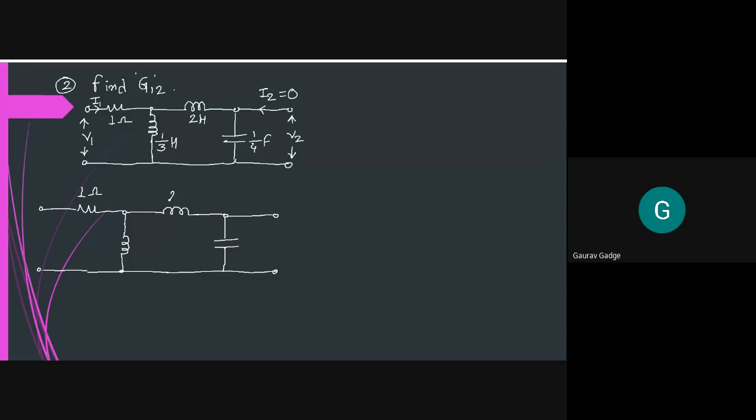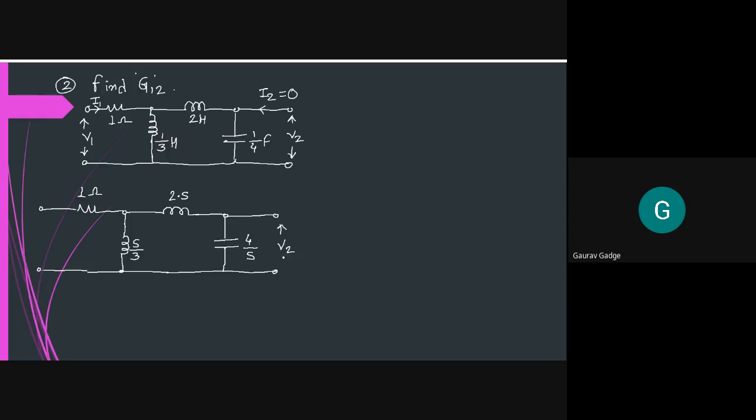Resistance Laplace transform is the same, 1 ohm. Inductor Laplace transform is Ls, so 2S. Here it is also Ls, but the value of inductor is 1/3, so you get S/3. Then 1/Cs. The value of capacitor is 1/4. Please remember this, 1/Cs means 1/(1/4 into S), so you get 4 in numerator. So it is 4/S.